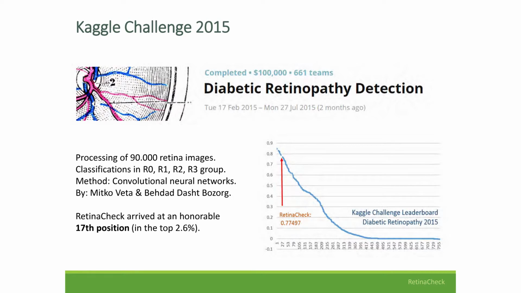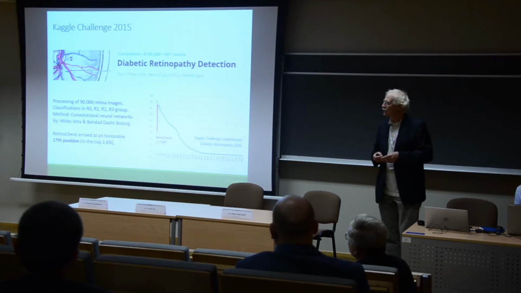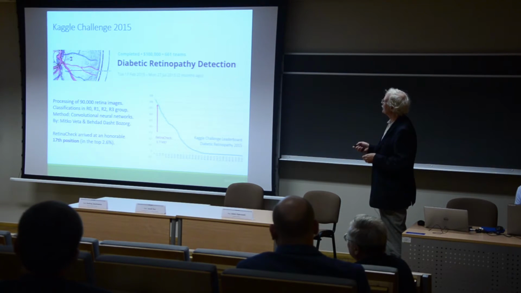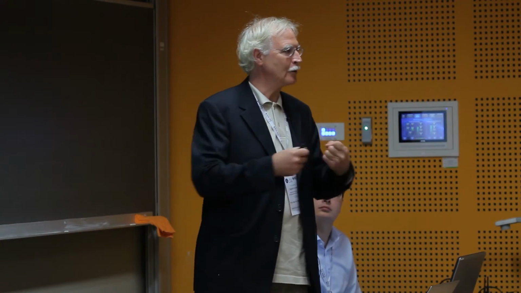Kaggle is a Californian company that makes challenges. And they harvest money from companies, and every year they have some interesting challenges. And in 2015, there was the Diabetic Retinopathy Challenge. They had a $100,000 prize, and 661 teams were joining this. They all wanted to have this prize. We also joined, and we ended up 17th from this whole range. So that's not too bad. We were in the best 2%. Not the winners, but this was a very big effort of the whole field.